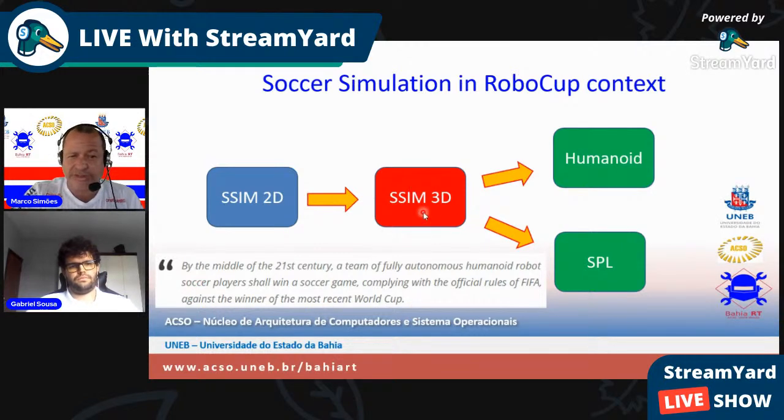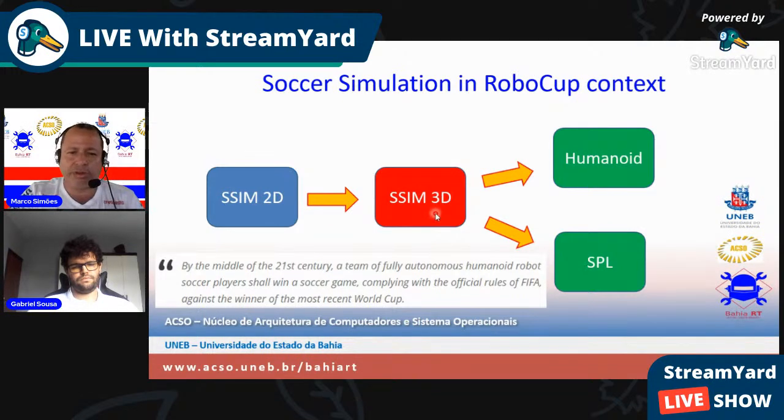So the Soccer Simulation 3D is one of the most interesting initiatives that can foster and accelerate this goal, because we can use lots of very interesting results that 2D soccer simulation has generated in the last years, and try to learn how we can use this in a humanoid robot. We can also create new models of robots that are not yet implemented in the physical leagues, and check if these hardware models are a good idea, and if we should try to develop this hardware physically.